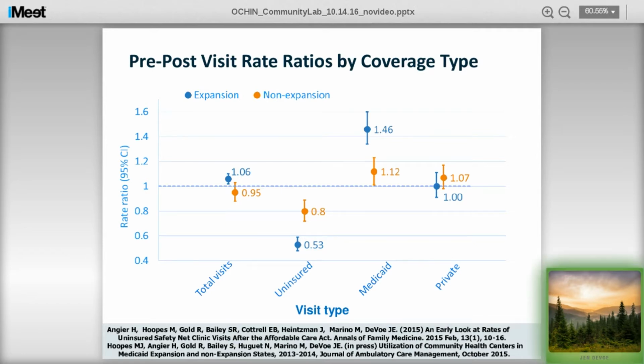So comparing those in expansion states in blue and those in non-expansion states in orange, we can see that over time there was a slight increase in total visits among those in expansion states and no difference in non-expansion states. The difference in uninsured visits is very clear here: in the expansion states, their uninsured visit rate dropped precipitously. There was also a drop in the non-expansion states, and conversely, the Medicaid visit rates jumped up quite substantially in the expansion states, and just a small amount in the non-expansion states. Very little change with those that were privately covered.